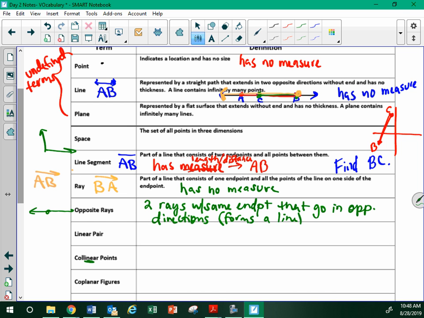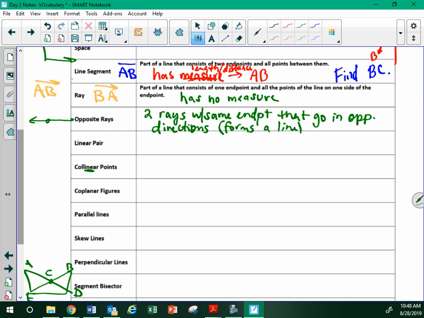Any idea what coplanar figures are? Figures on the same line. Okay. So points on the same line. So collinear points are on the same line. Coplanar figures are on the same plane. So if I were to use my smartboard here as a plane, I could say that all these lines here are coplanar because they're all on the same plane.